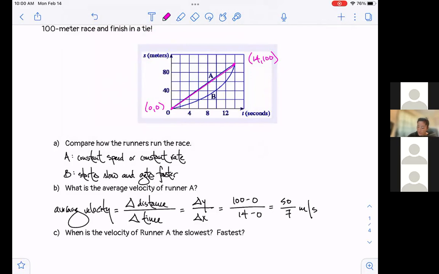I think we sort of answered this already, but take a look at question C here. When is the velocity of runner A the slowest, and when is it the fastest?